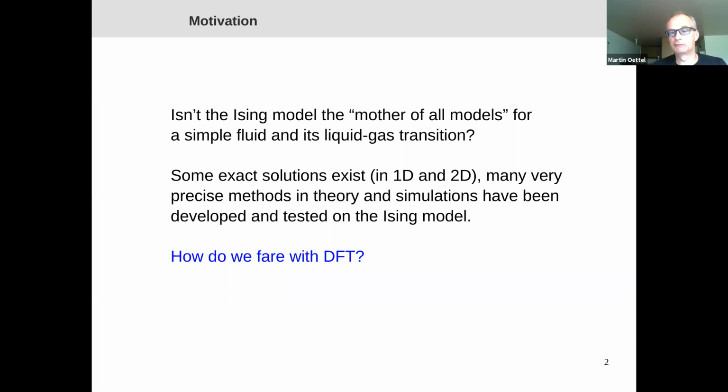We don't have full solutions for everything in 2D, say, only in 1D. Nevertheless, many precise methods in theory and simulations have been developed and tested on the model. And the question is, how do we fare with DFT in this context? Actually, it would be very desirable to add our beloved subject to these methods which have been tried and tested. But my experience was that actually the situation is not that good for the lattice gas / Ising model with DFT.